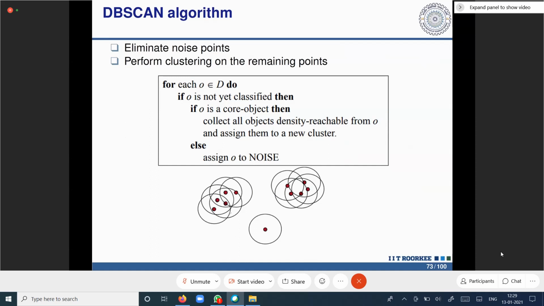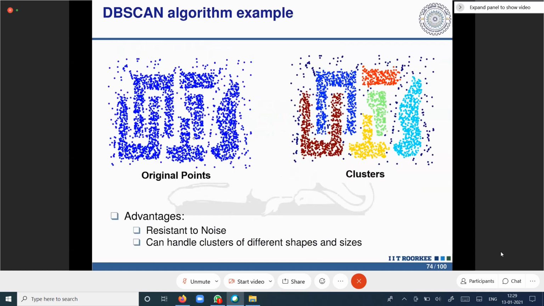Now this forms the basis of the DBSCAN algorithm, which eliminates noise points and performs clustering on the remaining parts. So what it does is, for each object O, if it is not classified, then it collects all the objects which are density reachable from O and assigns them to a new cluster.